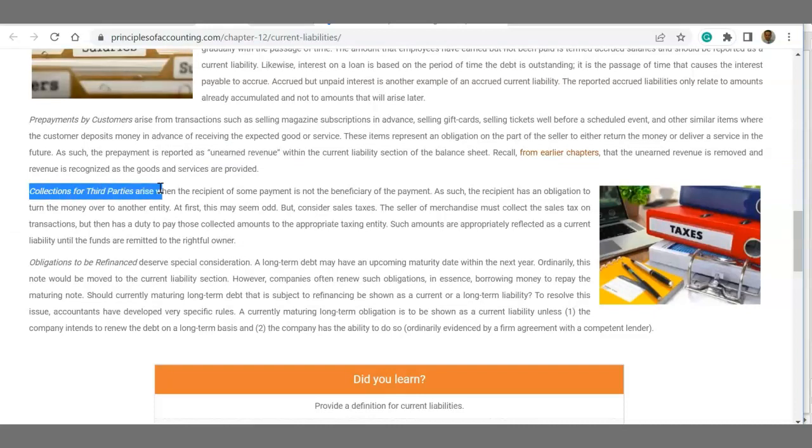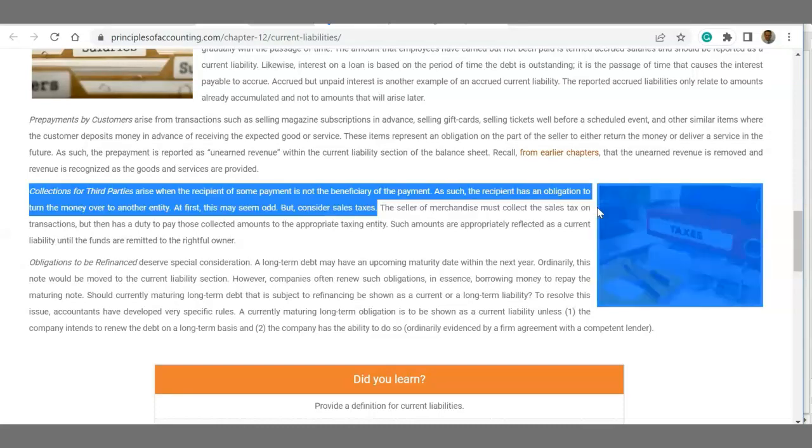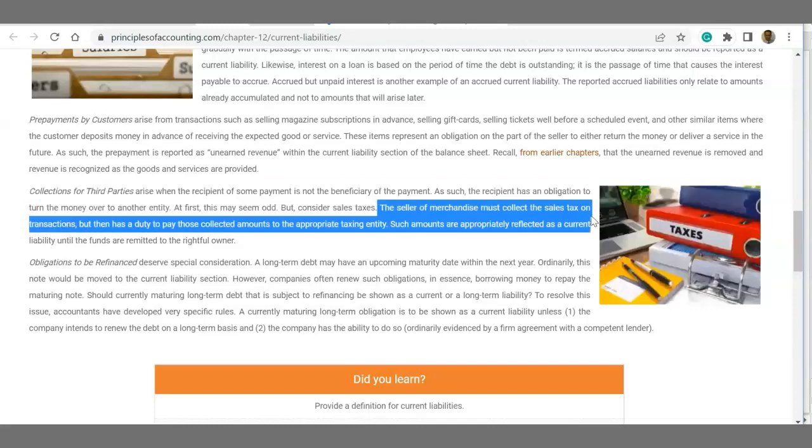Collections for third parties: if you collect any dollar amount for a third party, that is also a liability. For example, you collect sales tax from customers. So sales tax is a collection for third parties. And when you collect sales tax from your customers, that sales tax by the end of the month needs to be paid to the government. And that's a current liability also.